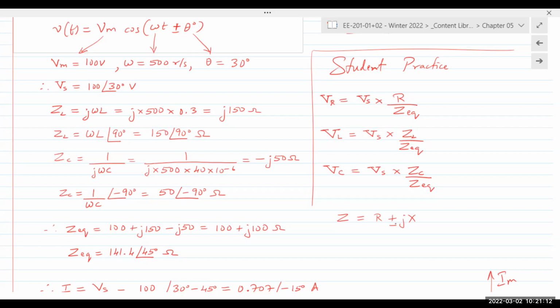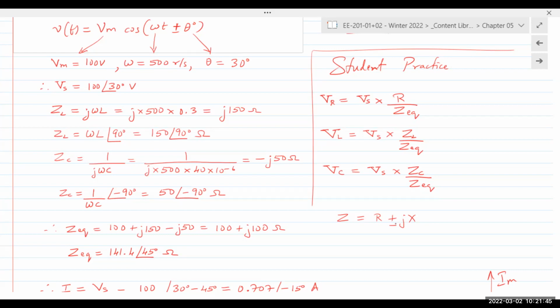Now, in this circuit, ZEQ is going to be combined, right? R plus ZL plus ZC. So, depending on the value of the inductor and the capacitor, the impedance will cancel each other out. Inductor impedance is plus J150, capacitor is minus J50. The capacitor is reducing the total impedance of that circuit.